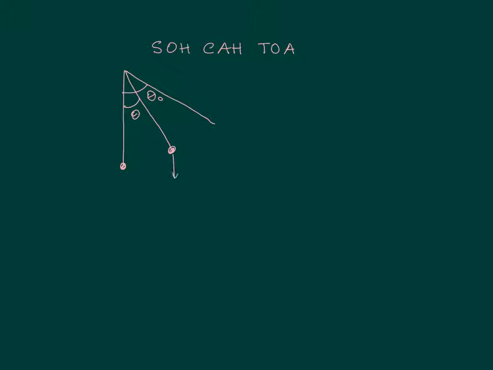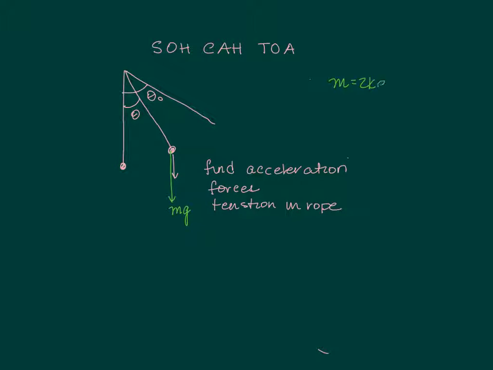And let's say at this point we want to find the acceleration, and we want to find forces. And we might want to find the tension in the rope. Okay, so we're going to look at this object and we're going to draw some forces. So I'm going to do this in green. So we know that we have mg always acting downward. And again, we're just going to take m equals 2 kilograms just for fun.